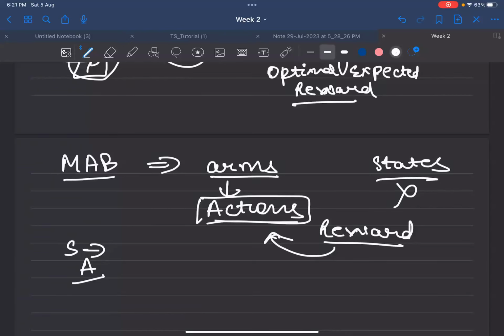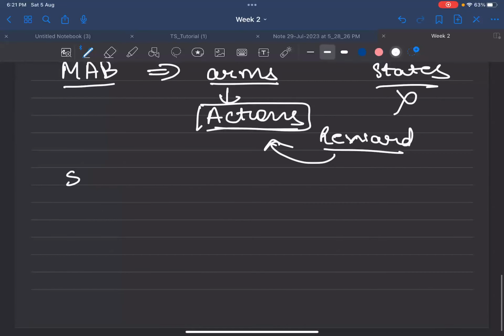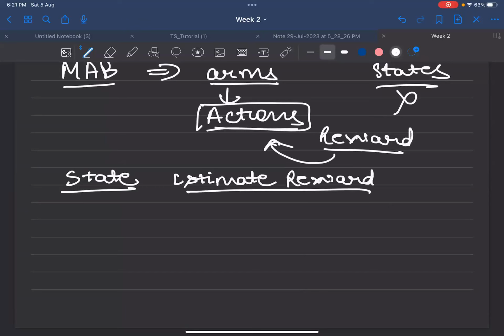So ma'am, given a state, we're trying to estimate the reward, right? At some instance of time. So what is the random variable here? Just to get the idea.